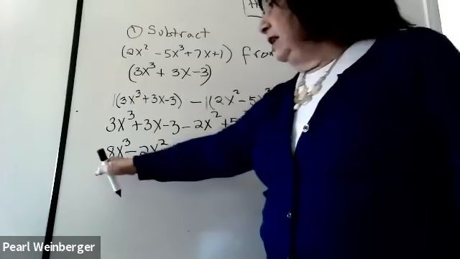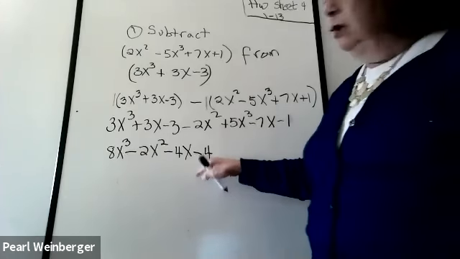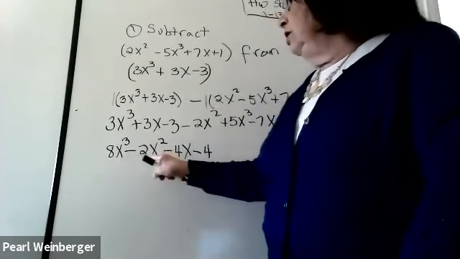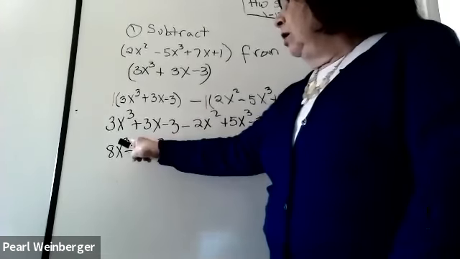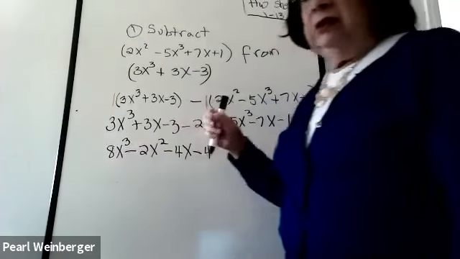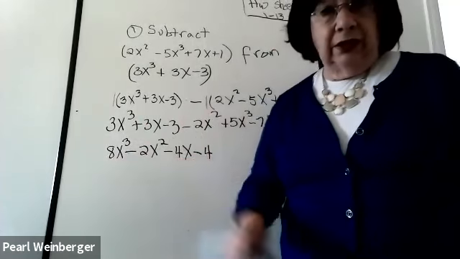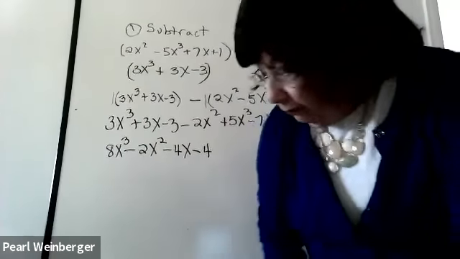So my final answer, which I wrote in descending order, is 8x to the third minus 2x squared minus 4x minus 4. Remembering that the degree of this polynomial is 3 because that's the highest exponent that I see. I hope most people did get that correct.